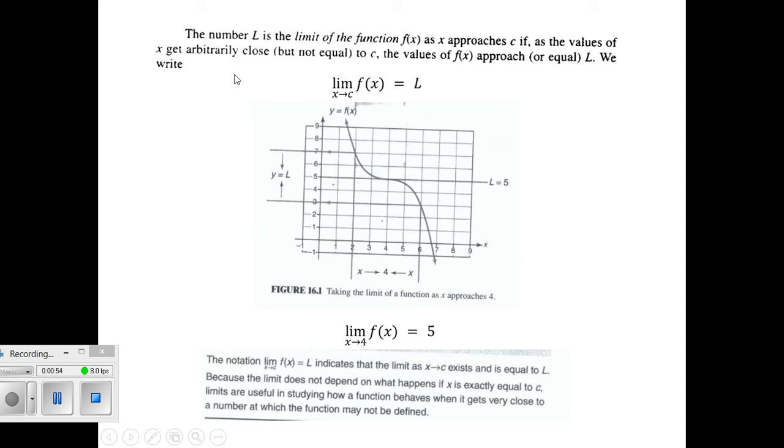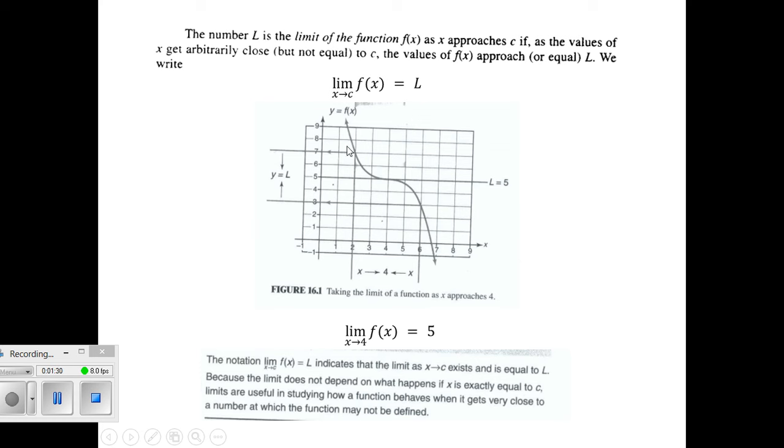If, as you get arbitrarily close, but not equal to c, there's a condition, close but not necessarily equal, the values of the function, specifically the y values, become equal to, or at least get very, very close to, the value of L. Then we can write the limit as x approaches this value of c of the function is L. So here's our example, a general and a specific example.